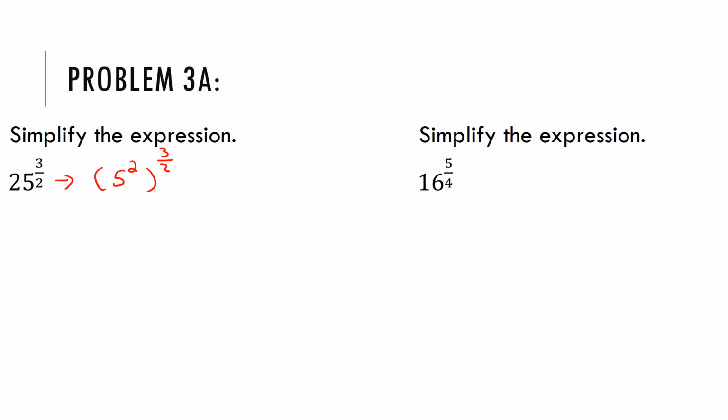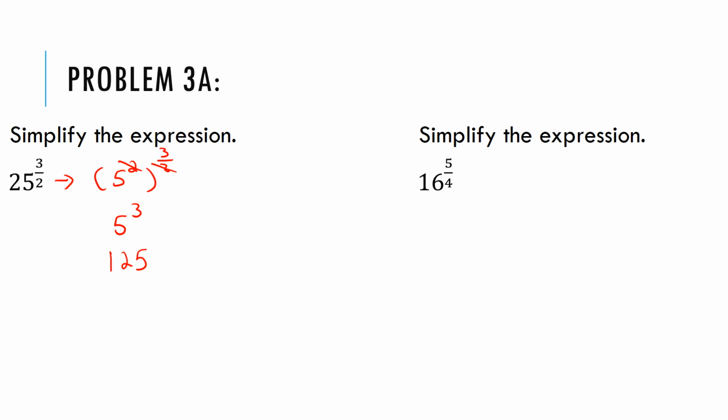Just like before, if these are the same, they can cancel out. And so now I'm left with 5 to the 3rd. Well, 5 to the 3rd is 125. It's not 15. Double check your calculations in your calculator.